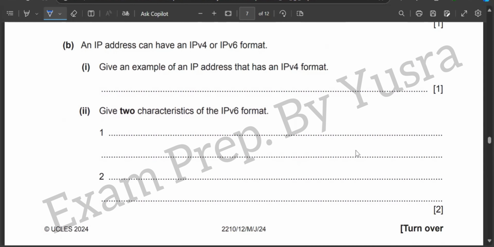An IP address can have an IPv4 or IPv6, IP version 4 or IP version 6 format. Give an example of an address that has an IP version 4 format. We know that there are 4 groups. Each group is separated by a full stop, and the maximum we can represent is using 8 bits. So let's give an example here.